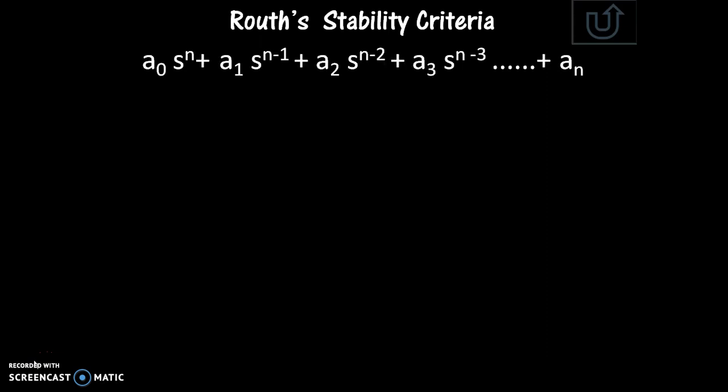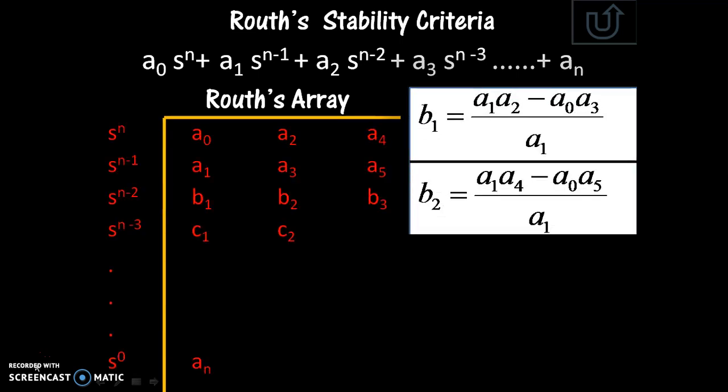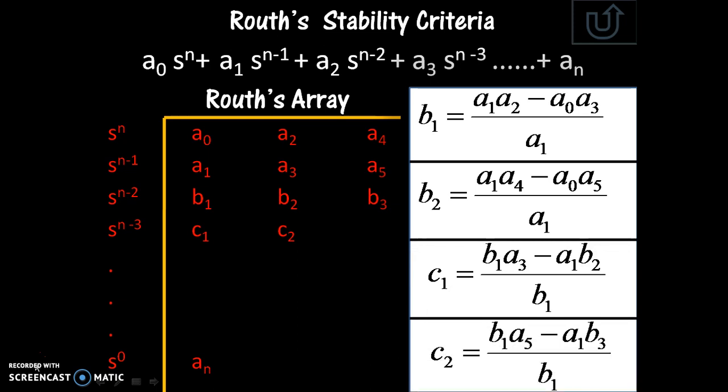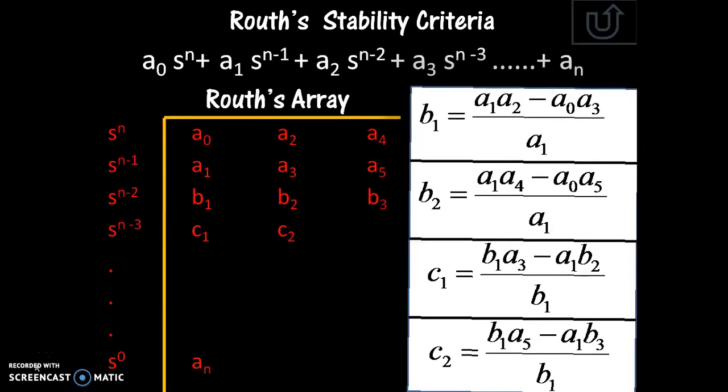Now, if the characteristic equation is given and if we arrange these coefficients of characteristic equation in the format given by Routh, it is also called as Routh's array, we can determine the stability of control system. Now, in the last video, we have also seen that the first two rows of the Routh's array have to be filled by using the coefficients of characteristic equation, and the remaining rows have to be filled by using the formula. Now, the formula is already discussed.